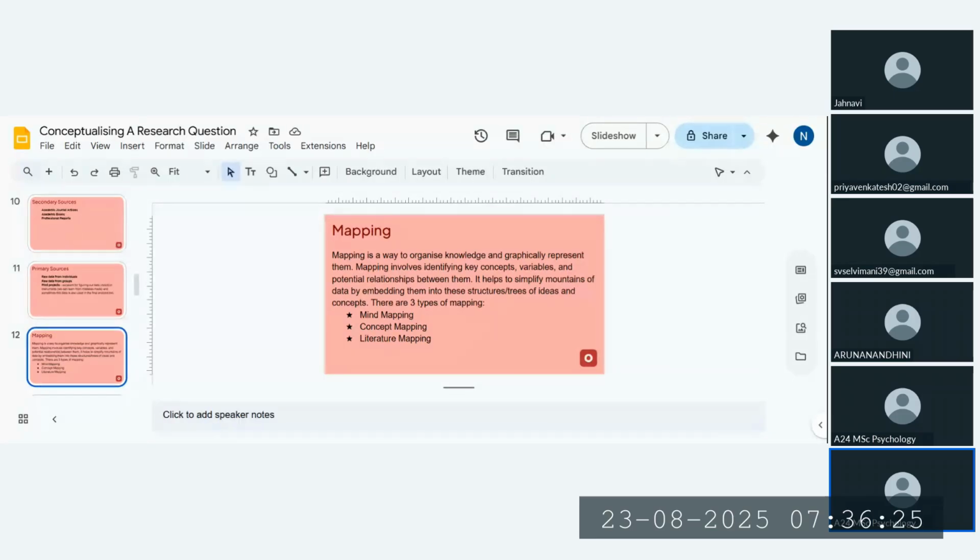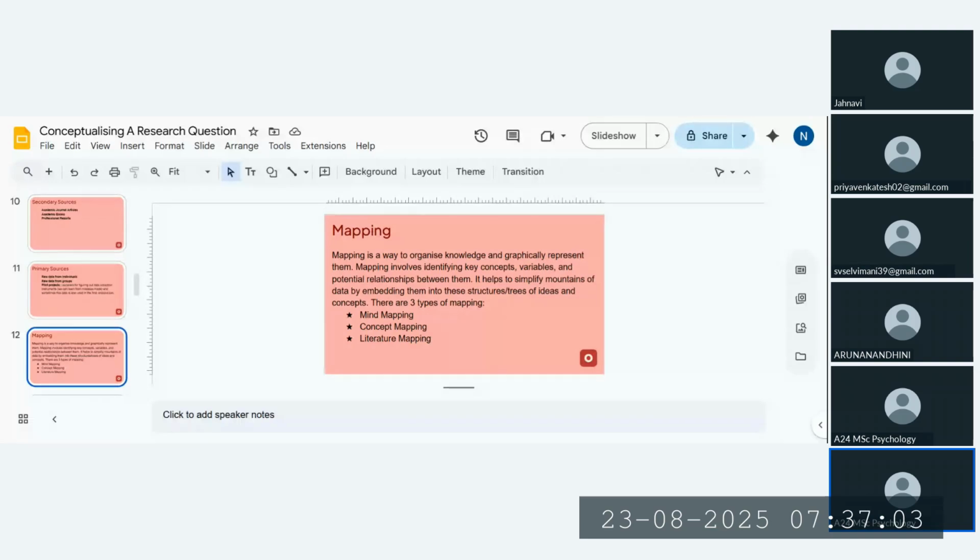Mapping is a way to organize knowledge and graphically represent it. I think some people might have done this in school. I know I did it in school, where the teacher will tell some topic and we can freely say whatever comes to our mind when we listen to that topic. So in a class, it's like brainstorming. In a class of 20 kids, 20 people will say 20 different things that come to their brain when they read that word. And the teacher will organize all those words under various themes and headings around that central word.